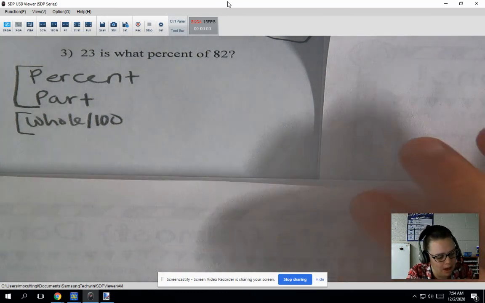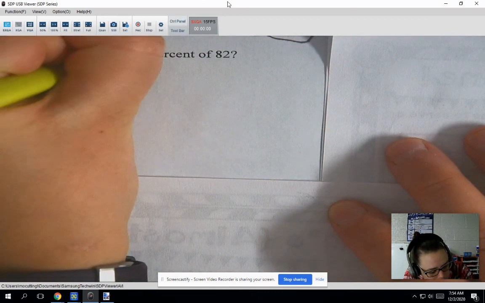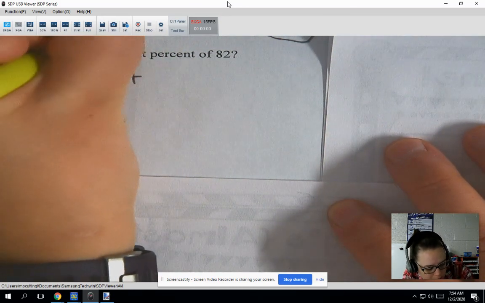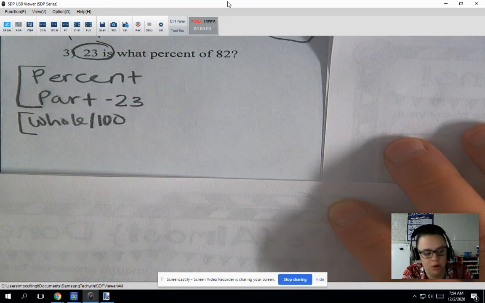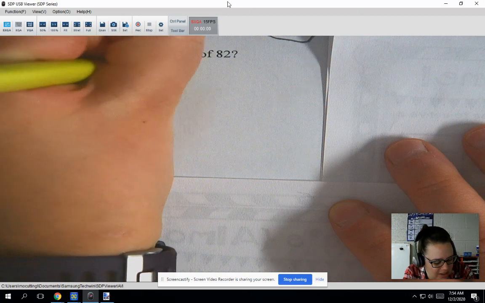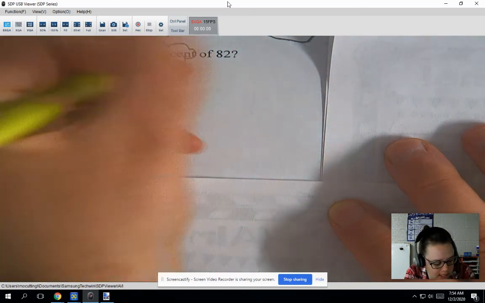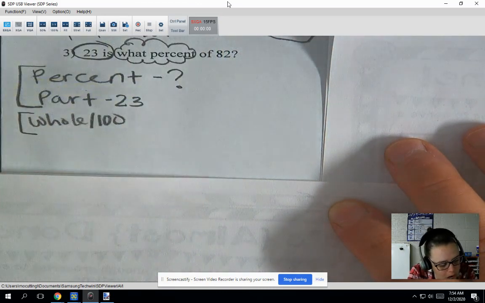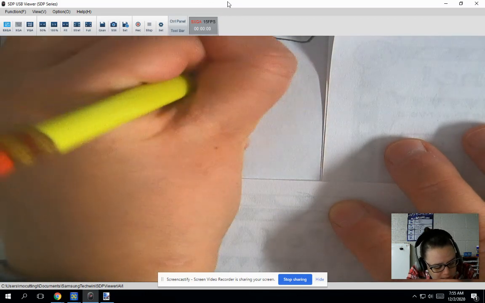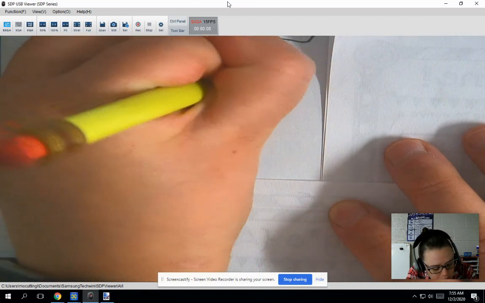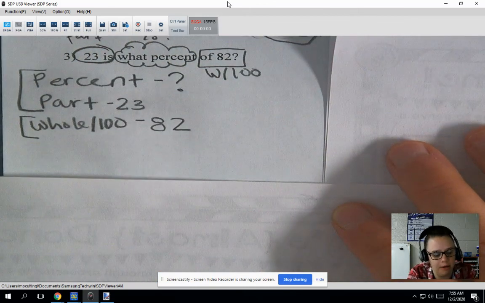And welcome back. 23 is, that's my part. What percent? We don't know what percent. That means we're missing our percent. We can also tell because there's no percent symbol. So my percent is my big old question mark. And then of 82, of tells us about my whole slash 100. So this is what you should have.